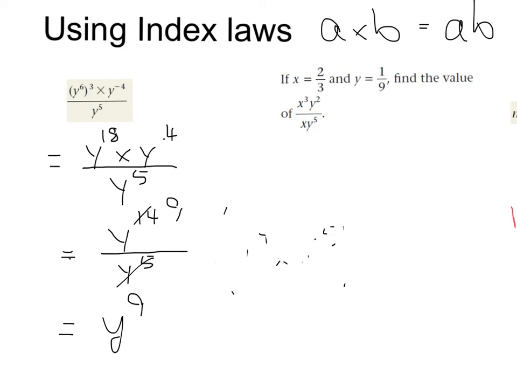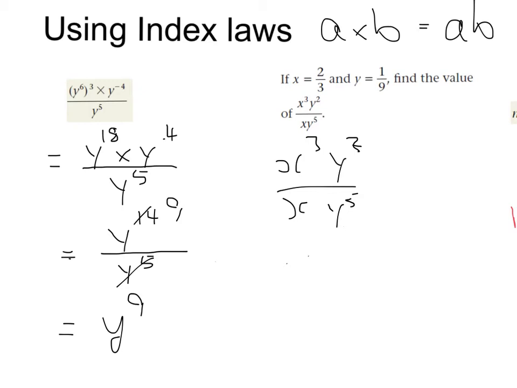And the final question. If x is equal to 2 over 3 and y is equal to 1 over 9, find the value of x cubed y squared over x y to the power of 5. Once again, guys, we are doing this piecemeal. We are going to simplify the algebraic problem first before we get to the number problem.